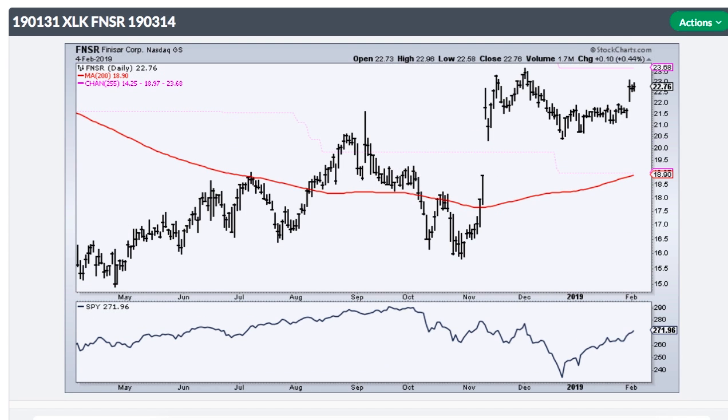And finally, Finisar is showing some life here. Got the big gap up, and I think the bigger trend is up clearly with this higher high. There's the 52-week high right there. So we had a pullback, a little bit of a stall, and now we've got a breakout there. So it looks like Finisar wants to move higher.